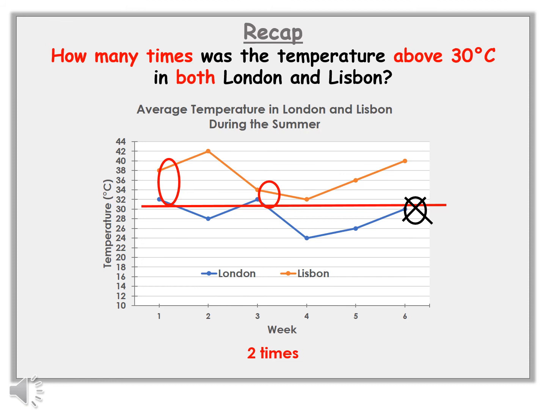So you need to identify on the graph which ones are in both, and I have put a red circle around the two ones that have got their temperatures above 30 degrees. So you've got week 1 and week 2. And it is asking you how many times, so your answer is 2 times. So well done if you got that correct.